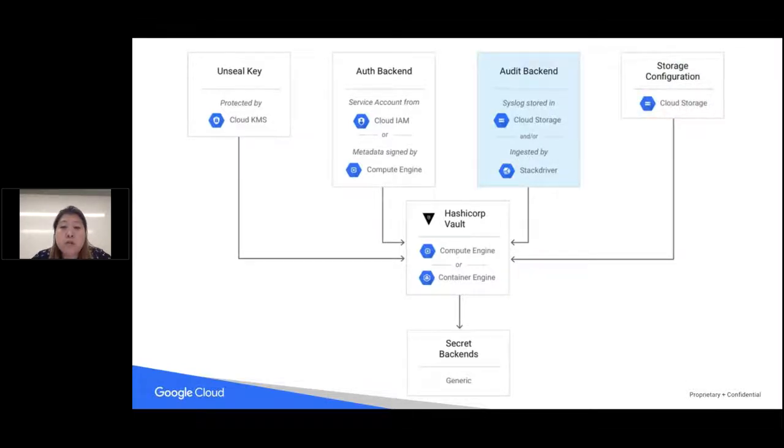Your audit backend, you can either use the file audit backend or the syslog backend. Either one has easy hooks to be ingested in Stackdriver monitoring and logging. And so you can easily integrate your Vault alerts or metrics into an automatic GCP resource-wide monitoring pipeline.